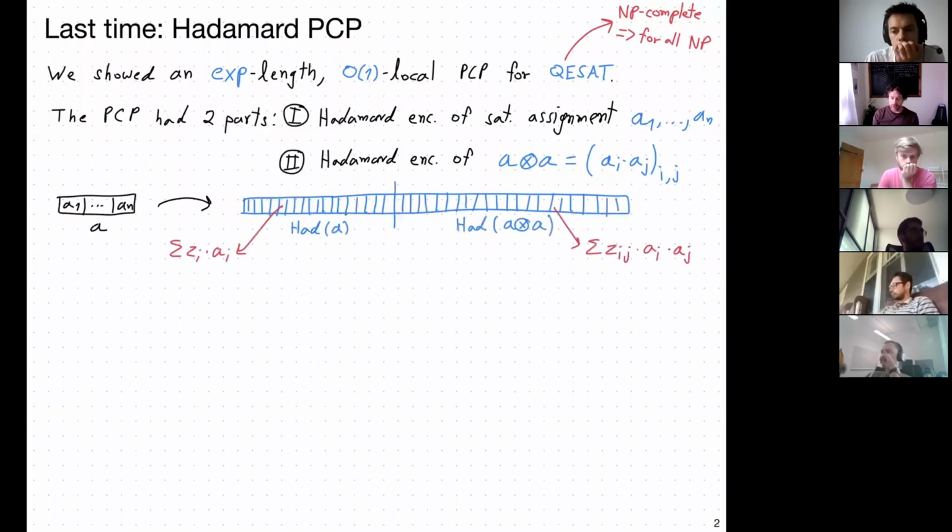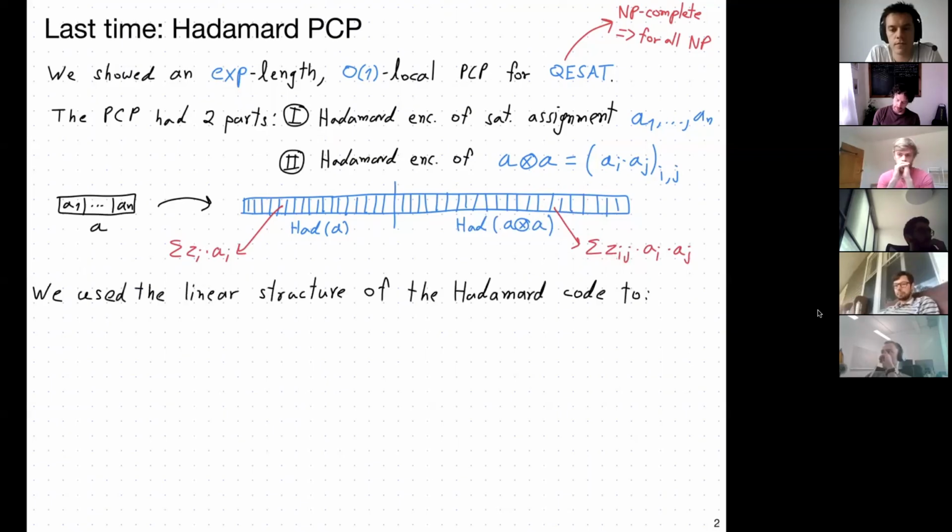So a nice way to think about it is that we started with this assignment A, and we encoded it into this huge exponential size proof, which consists of 2 parts. The first is the Hadamard encoding of A, so each point here is some linear combination of A. We have any possible linear combination. And in the second part, each term is a linear combination in quadratic terms. Okay, all nice and well.